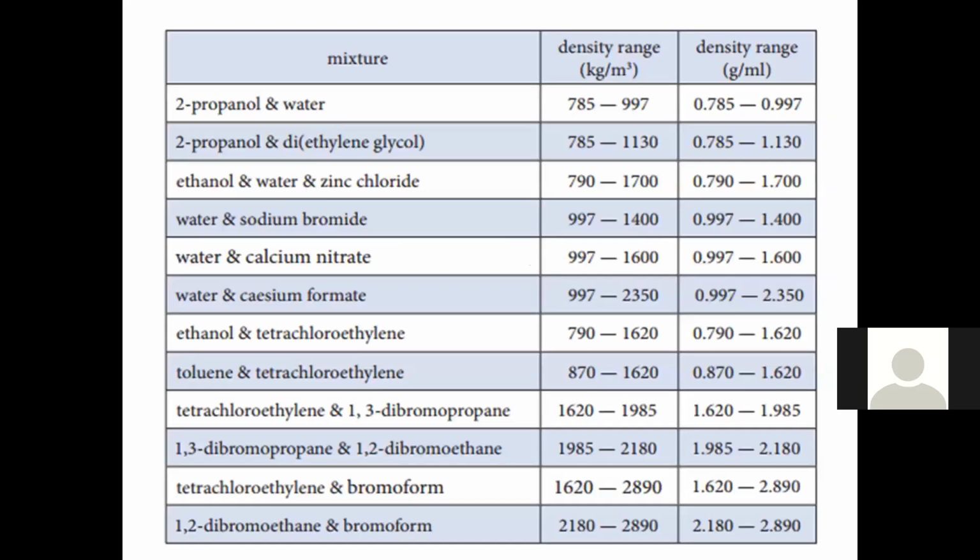Now, this is a list of liquids which are used to form the density gradient column. First one is 2-propanol with water. Density range is 0.785 to 0.997 grams per cc, or 785 to 997 kg per meter cube.